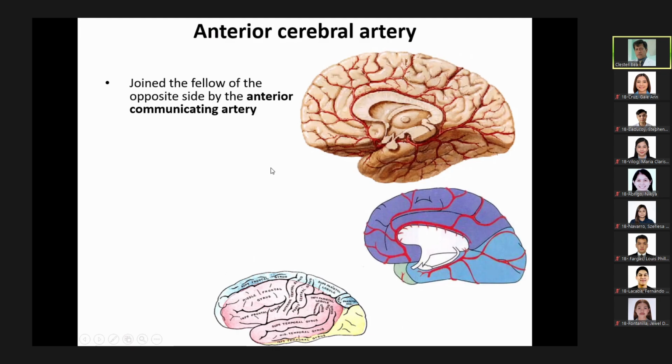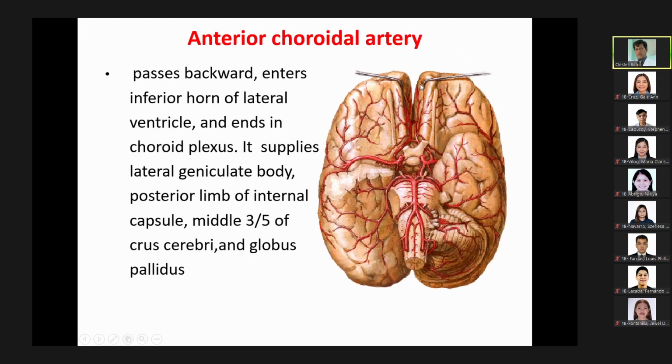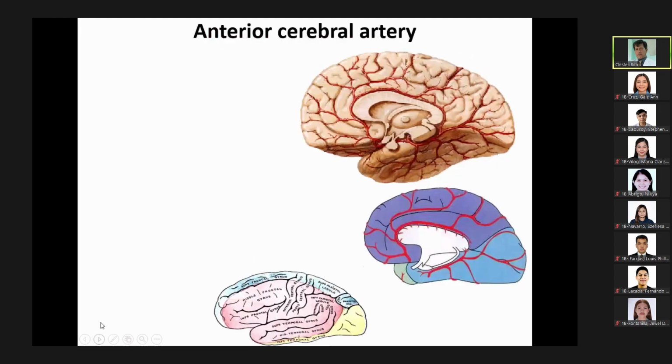Now, the two anterior cerebral arteries, as you see here, will give up a branch that will allow the two cerebral arteries from both sides to communicate with one another. So this is what you call the anterior communicating artery, which is a branch from the anterior cerebral that will allow the anterior cerebral arteries to anastomose with each other. So it is joined by the anterior communicating artery.